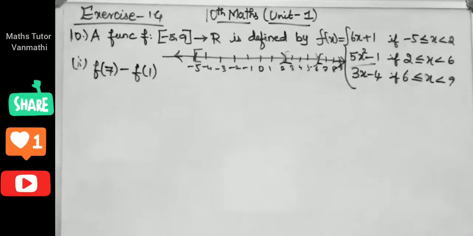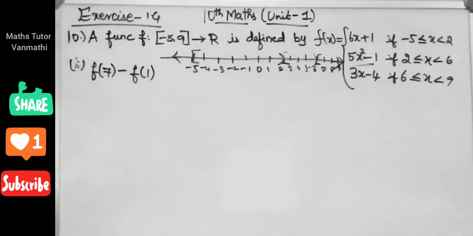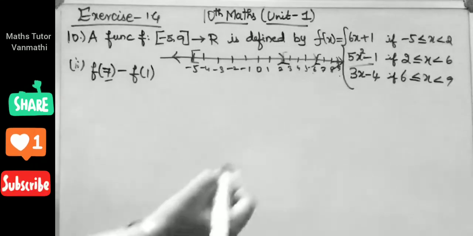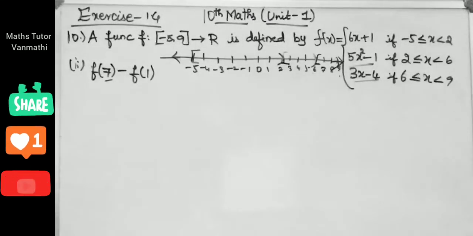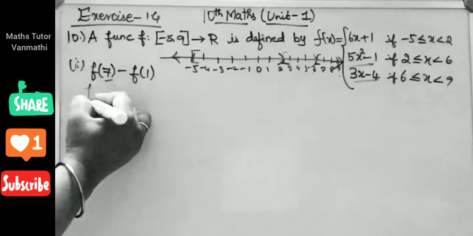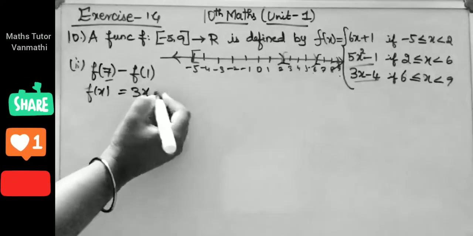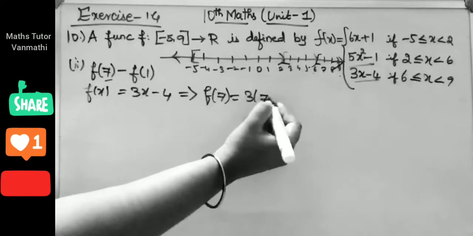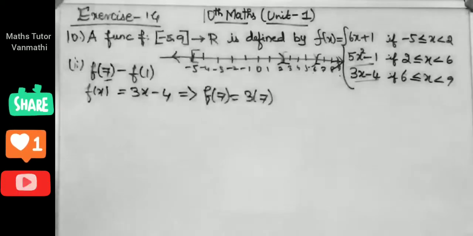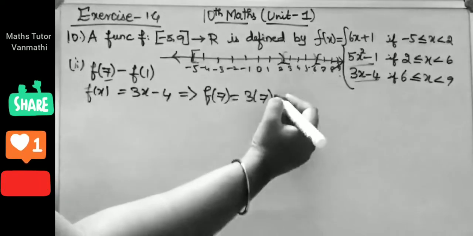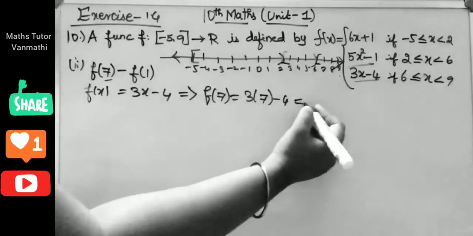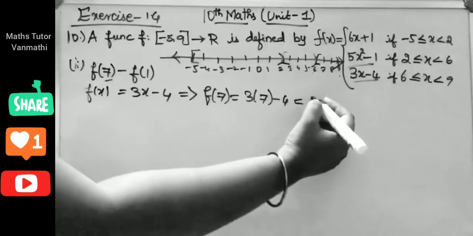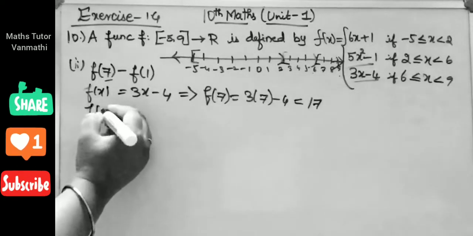f of 7 minus f of 1. This is your second subdivision. Where does 7 lie? From 6 to 9. Then we can take this limit, 3x minus 4. That function you are going to take. Then f of x equal to 3x minus 4, which implies f of 7 equal to 3 into 7 minus 4, putting 7 in the place of x. 3 sevens are 21. 21 minus 4, what will you get? 17. Okay. Next, f of 1.